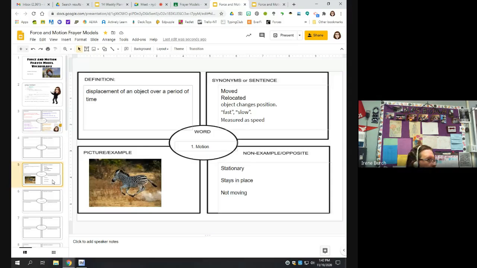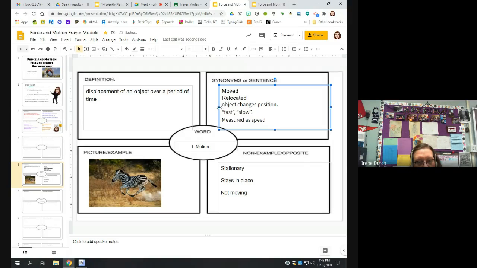I've done motion for you. So motion is the displacement of an object over a period of time. Synonyms that I think of when I hear motion are moving, moved, relocated. I copied and pasted this part: the object changes position, fast or slow, measured as speed, from the one that I showed you guys in class.